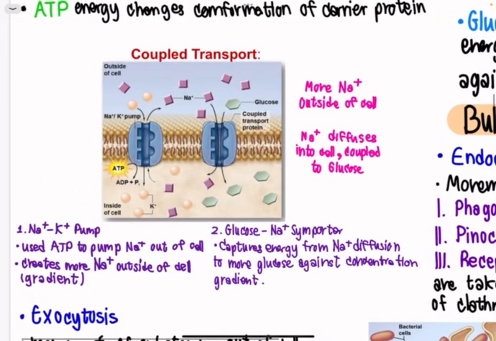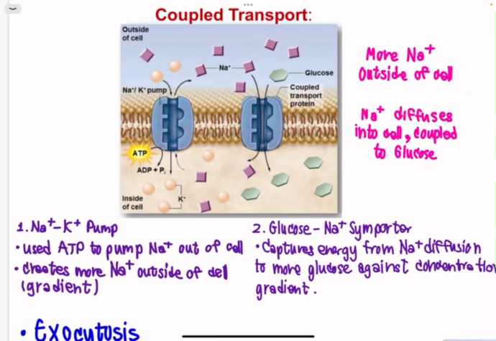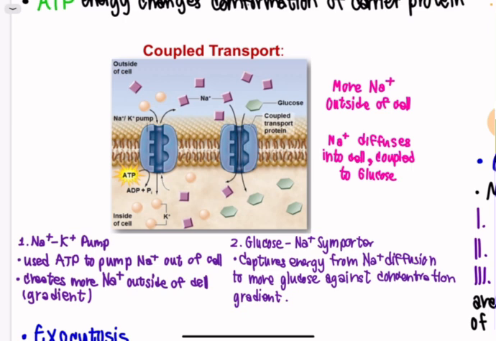This is a picture of coupled transport. You can see that it's a symporter, so it moves two molecules in the same direction. There is more sodium outside of the cell. Sodium diffuses into the cell coupled to glucose. The sodium potassium pump uses ATP to pump sodium out of the cell, creating more sodium outside of the cell. The glucose-sodium symporter captures energy from sodium diffusion to move glucose against concentration gradients.